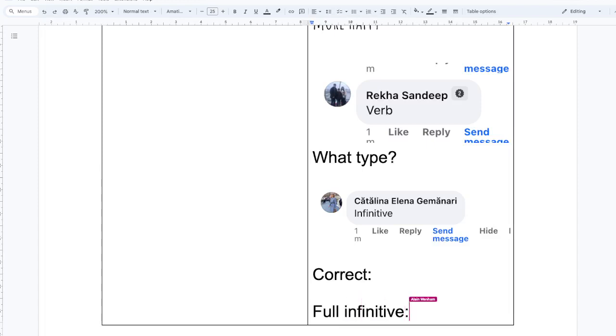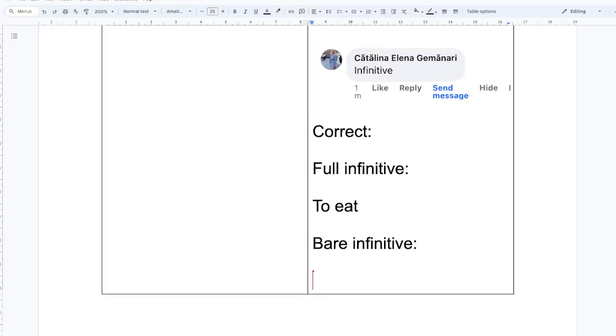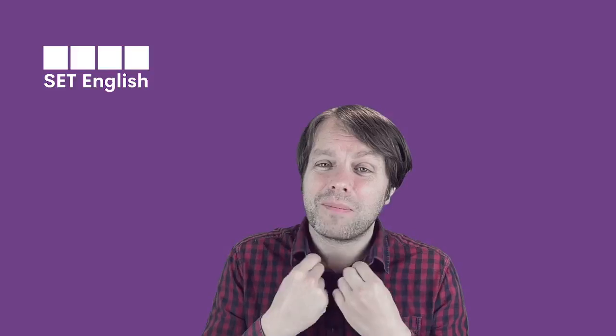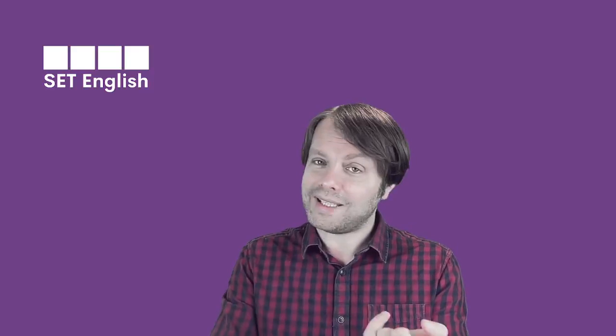Okay, so that is like to eat. The bare infinitive, let me just move this down so you can see this, guys. The bare infinitive is just eat. So in English, you know what full means, right? Full is everything. So to run, to eat. The bare infinitive, that means no clothes, right? Clothes off. So that would be just eat or run or walk, okay?